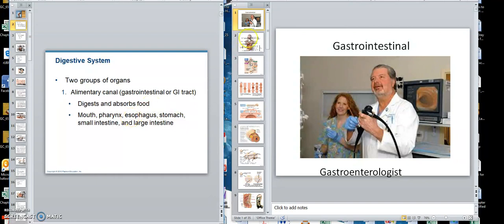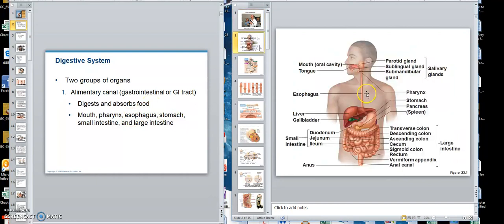You have what we will call the mouth, the pharynx. We talked about the pharynx in respiratory, the esophagus. You go down to the stomach, then you're going to go into the small intestine, then into the large intestine. Large intestine is also called the colon. Then you're going to go into the rectum and the anus. Now that's the tube going all the way through.